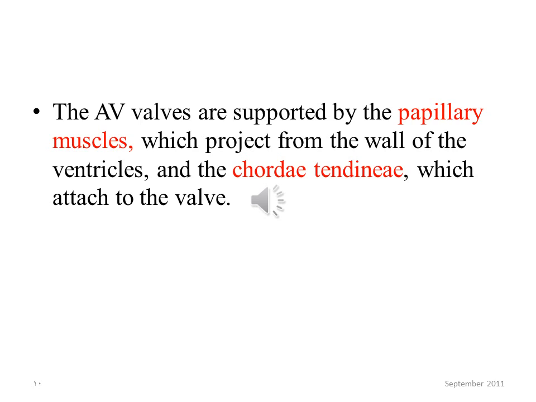The atrioventricular valves are supported by the papillary muscles, which project from the wall of the ventricles, and the chordae tendineae, which attach to the valve. The contraction and relaxation of the papillary muscles play a role in opening and closing of the valve. The chordae tendineae attach to the valve to prevent it from prolapsing into the atrium during cardiac contraction, so they keep it in its appropriate place.